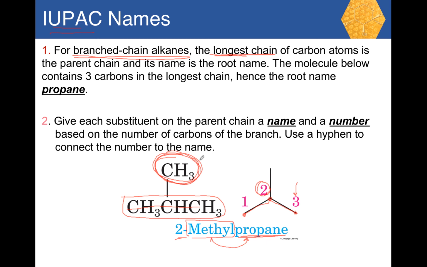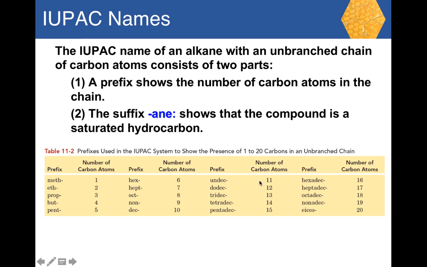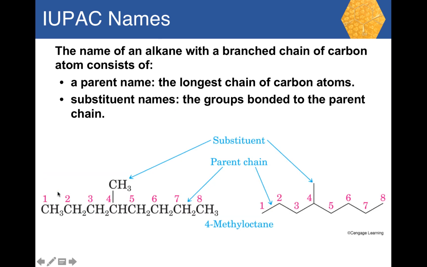So again, we identify substituents. We call this group here a substituent or a branch, by a name based on the number of carbons, and by a number which is the position of that group. Okay, so let's see if we can apply that to another example over here. Before we do that, I just want to emphasize here, if it's 1 carbon, instead of saying methane, it's going to be a methyl, and so on. Okay, let's apply that here.